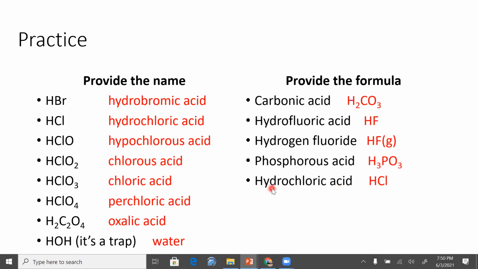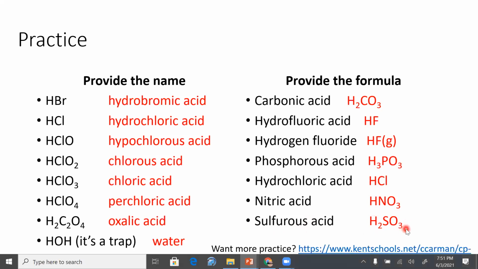Hydrochloric acid, okay? Hydro means it's binary, okay? Chlor means we've got chlorine, +1, -1. Nitric acid, so we would need nitrate, which is NO3, +1, -1. Sulfurous acid means we need sulfite, which is SO3. That has a -2 charge. So the 2 would come down here, and the 1 from the hydrogen would drop down here.